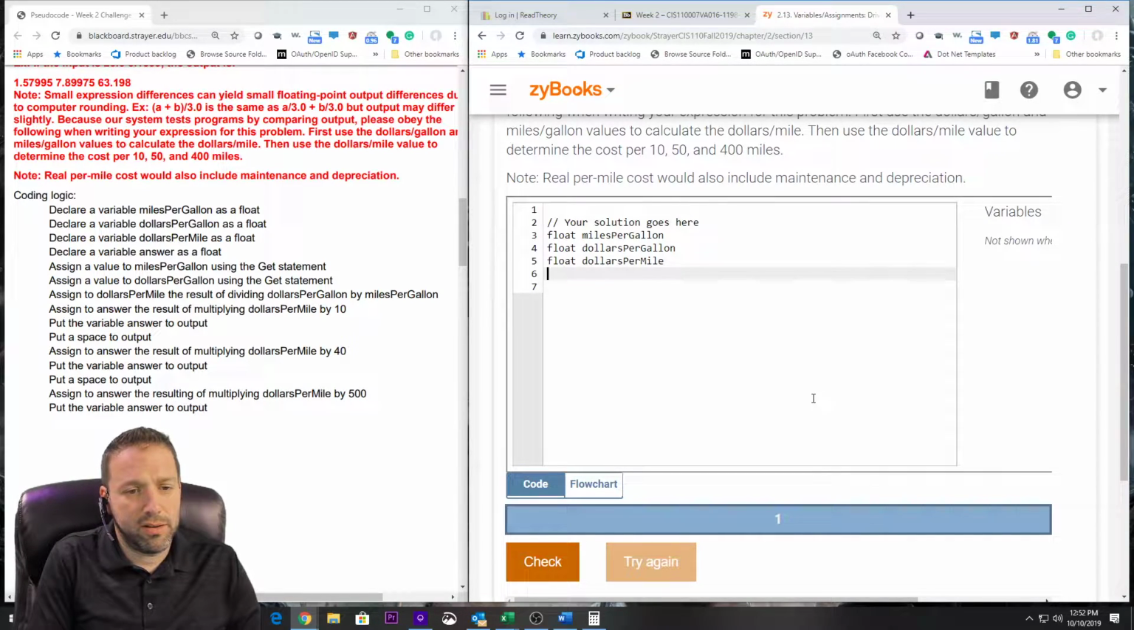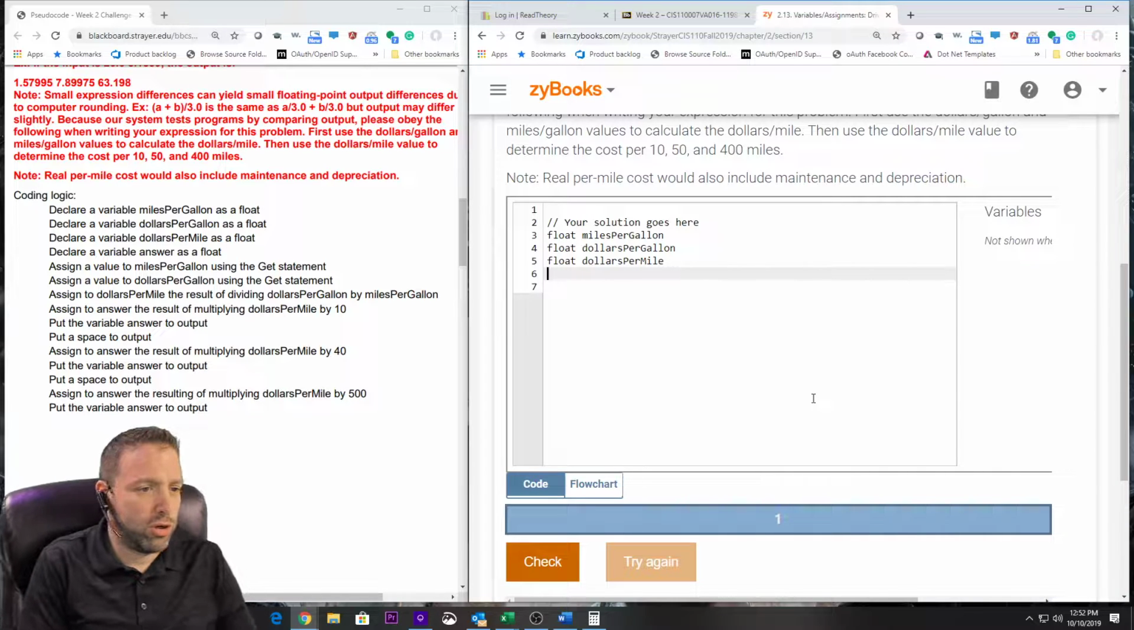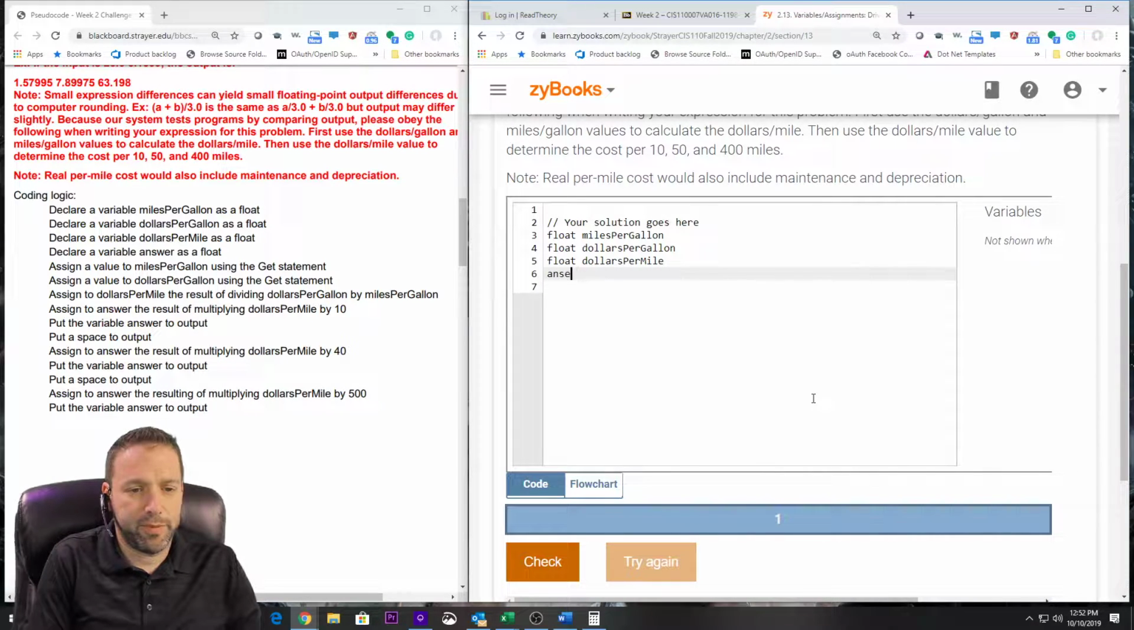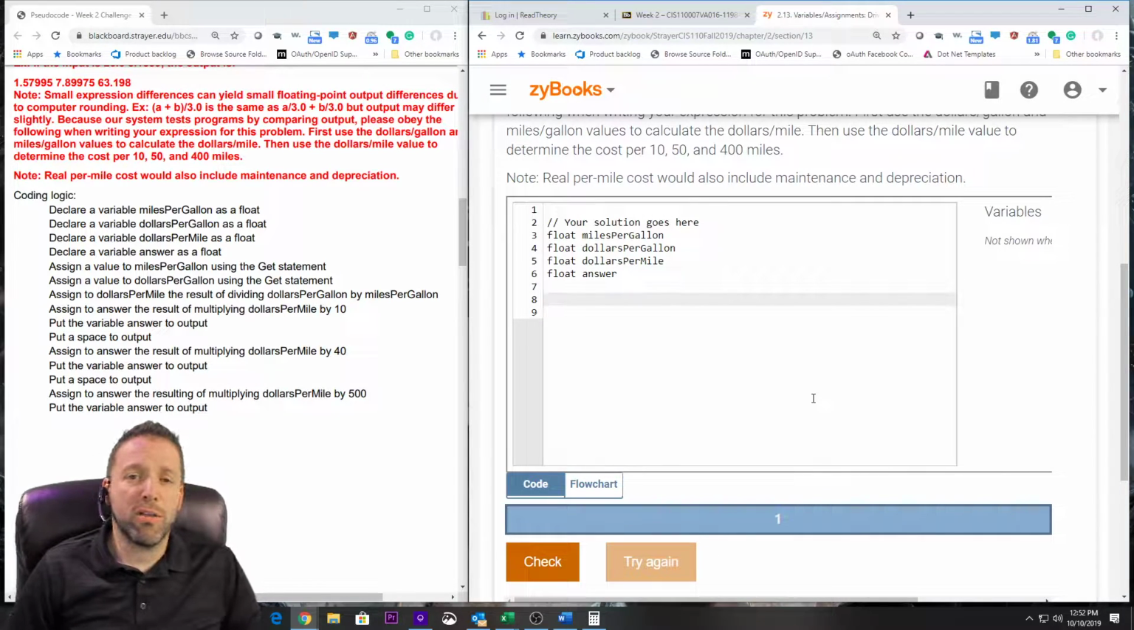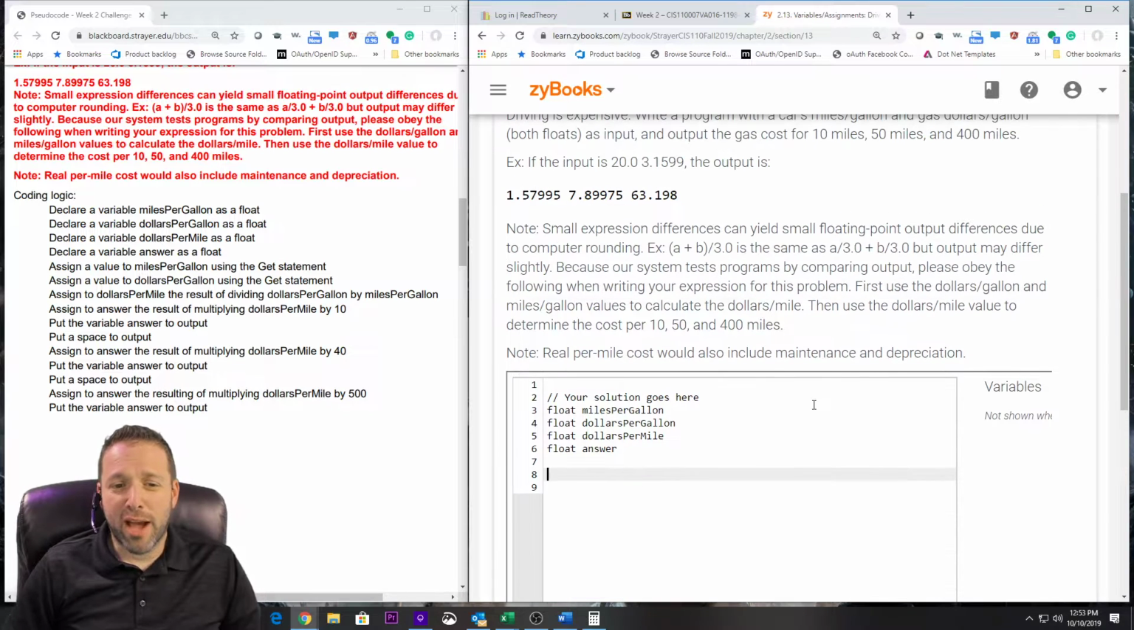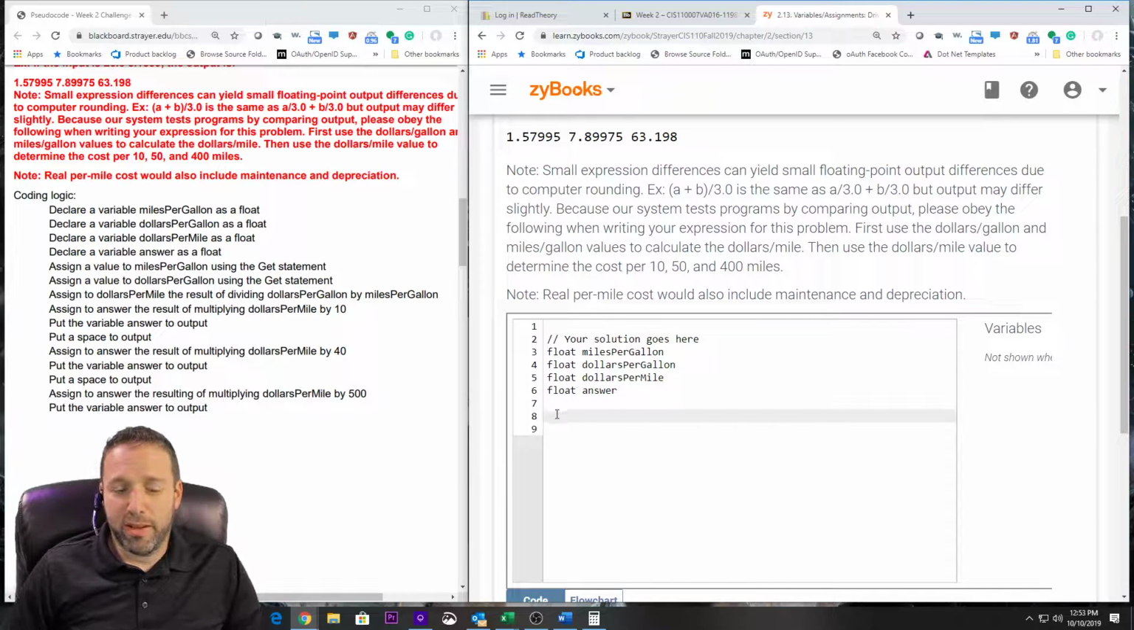And then we're going to go with the word answer. So we'll do float answer. Now, those are all of the inputs that we needed. Because remember what I told you in week 1? Identify your inputs, your processes, and your outputs. So your outputs, you know you're going to have to output whatever value the price per mile is times 10, price per mile times 50, and 400. So those are your outputs. So answer is going to be your output. Your processes is going to be everything we just did on the calculator.